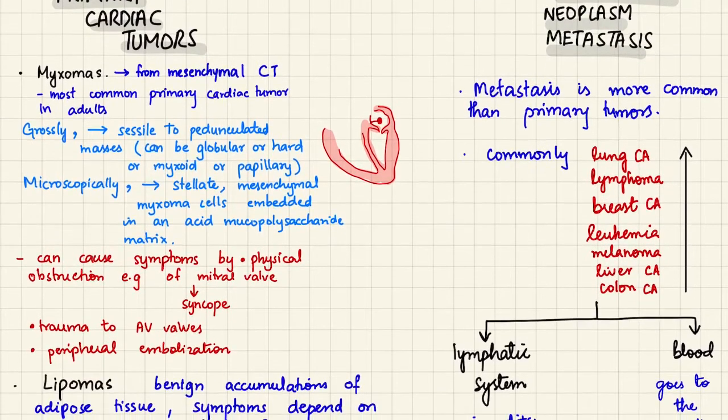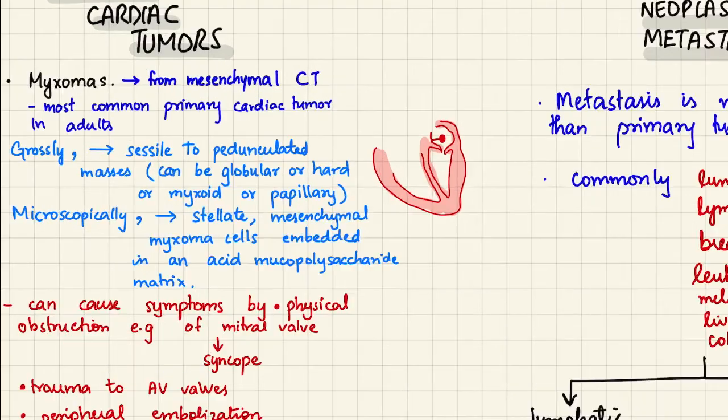The most common primary cardiac tumors in adults are myxomas. How do myxomas occur? They occur from mesenchymal connective tissue cells. Now these are supporting cells, not from myocardial myocytes. Grossly, these tumors may be sessile, that is, attached to the wall and unable to move, or they can be pedunculated, that is, they might have a stalk. They can be globular, hard, myxoid, that means gelatinous, or papillary like papillae. Microscopically we are going to find stellate mesenchymal cells embedded in a mucopolysaccharide matrix.